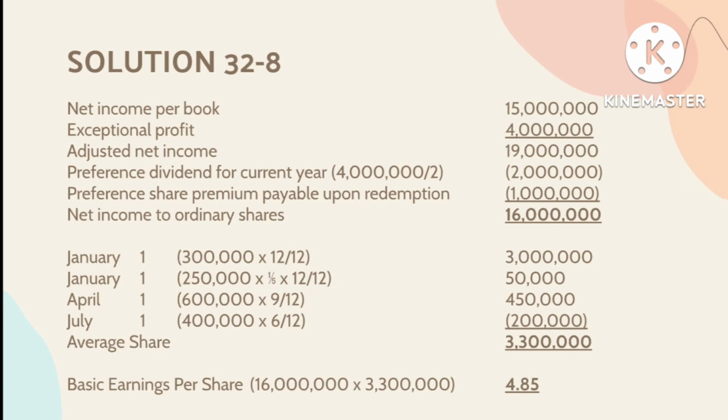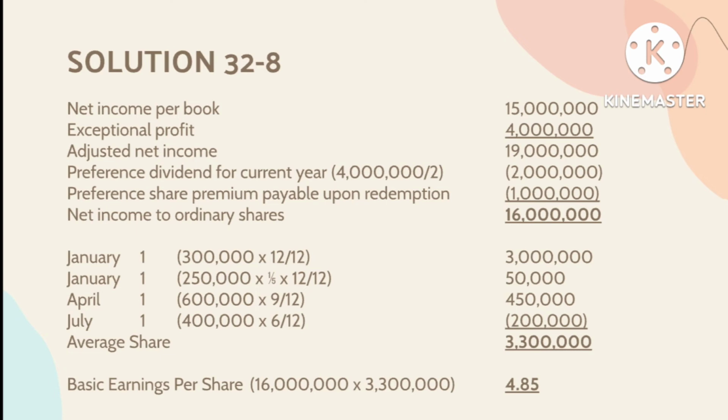Next step is compute natin yung average number of shares. The entity had 3 million ordinary shares outstanding at the beginning of the year. So 3 million times 12 over 12 is equal to 3 million. Then on the same date, on January 1, 250,000 shares were issued, 5 pesos per share, but 1 peso paid to date. So 250,000 times 1 over 5 times 12 over 12 is equal to 50,000.